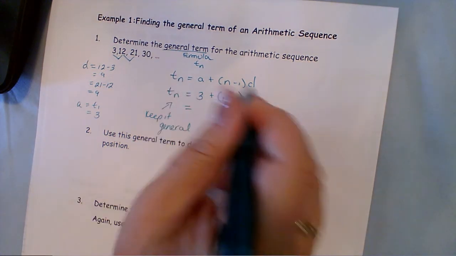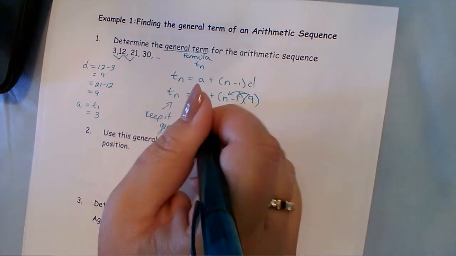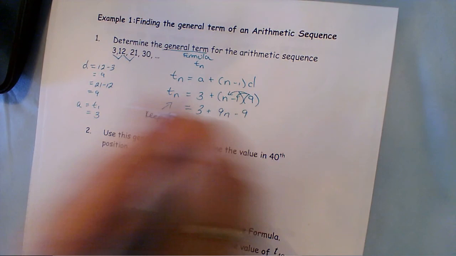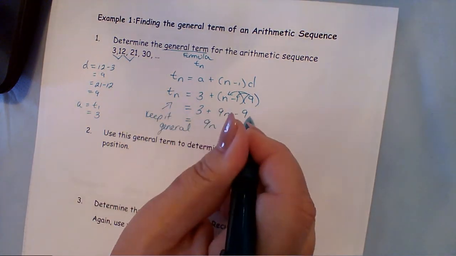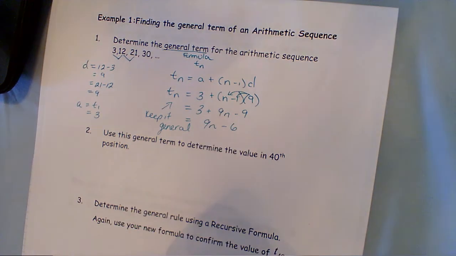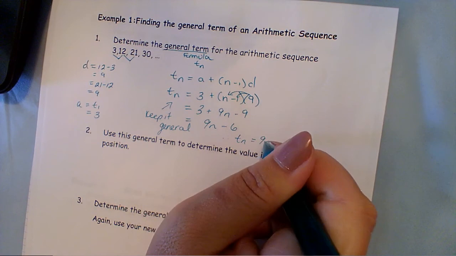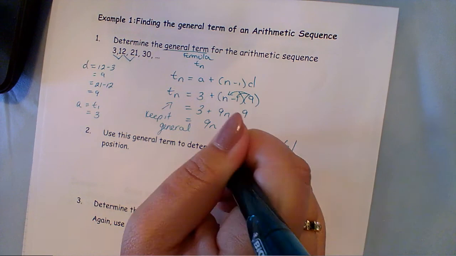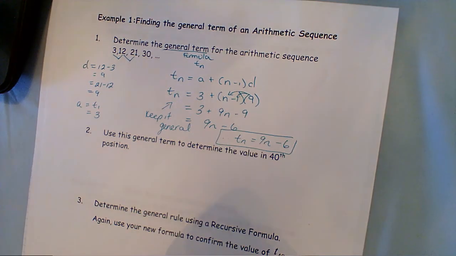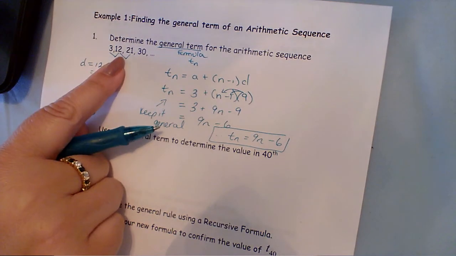What we're going to do here is clean this up. We're going to distribute that 9 to the bracket, so we get 9n subtract 9. And then we're going to collect like terms. 9n, 3 minus 9, negative 6. So the general formula for this sequence is 9 times the position number, subtract 6. There's your f of x formula that will help you find any value in any position for this particular sequence.